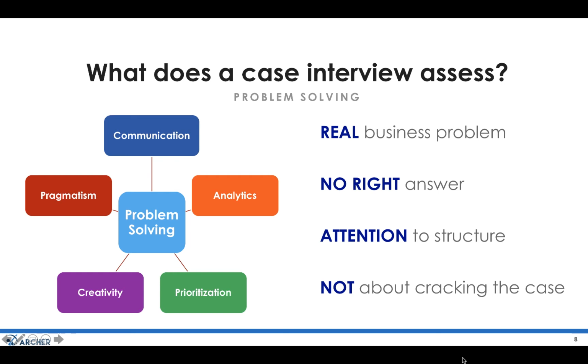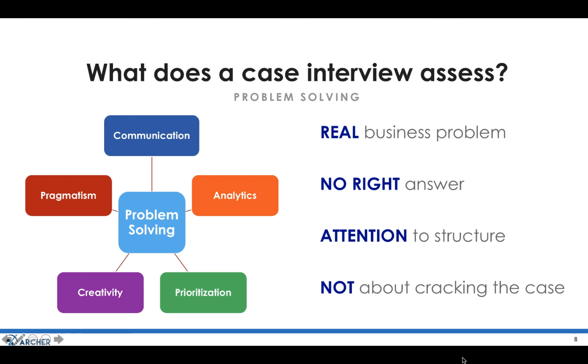And just a final comment, the interviewer is not looking for you to, quote, crack the case. That means that you're taking some type of an exam. I have a solution. I'm trying to fit you into that solution and see that you got there. Most of the time, the case interview is really looking at the approach that you use.